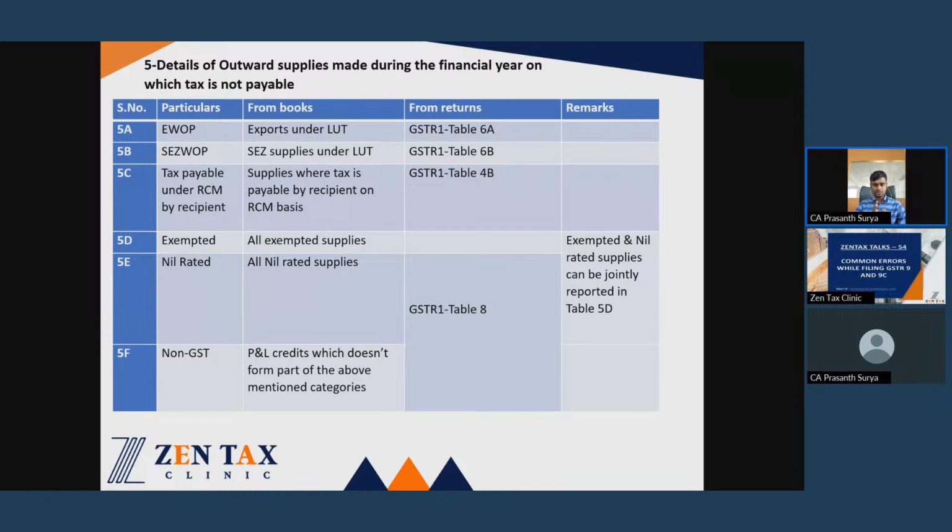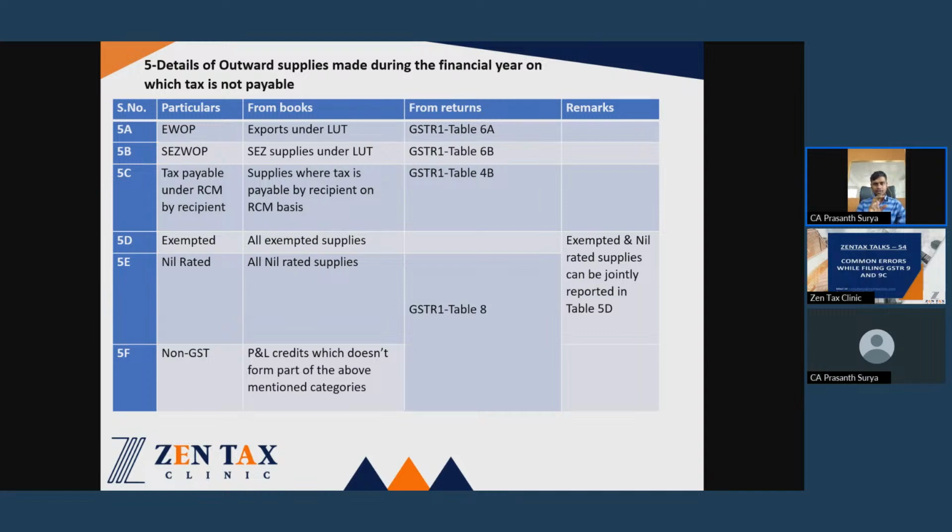Another important thing about table 5 we should remember is if you are reporting anything as exempted or nil rated, for example table 5D or table 5E, immediately the department issues a notice saying that you should reverse common credit under section 17. This is because if you are doing both taxable and exempted goods, the common credit, for example the rent, the telephone bill, the ITC accumulated on that, you should compute and make a common credit reversal under Rule 42 or Rule 43 in the GSTR3B returns itself.